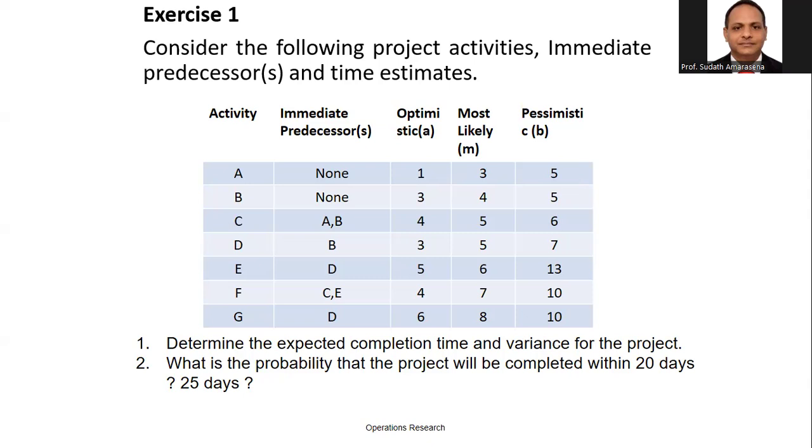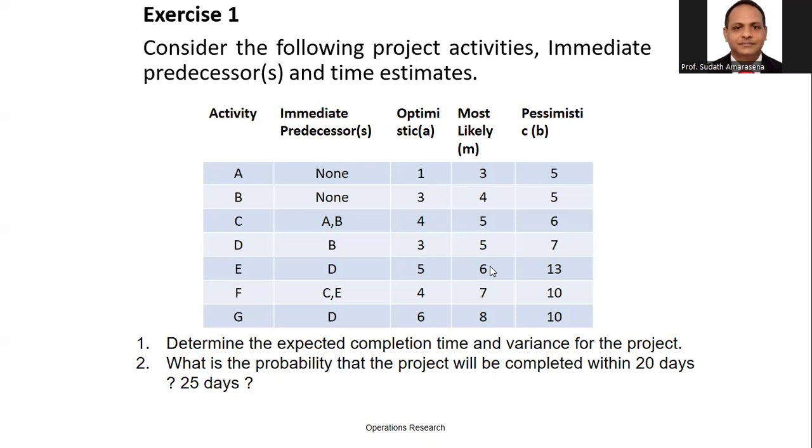A's answer is 3. B, 4 into 4, 16, plus 5 plus 3 is 8, 24 divided by 6 is 4. C, 5 into 4 is 20, plus 6 plus 4 is 10, 30, divided by 6 is 5. Likewise D, 5 into 4, 20, plus 3 plus 7, 10, 30 divided by 6, 5. Expected time is 5. Likewise, you can just do the calculation.